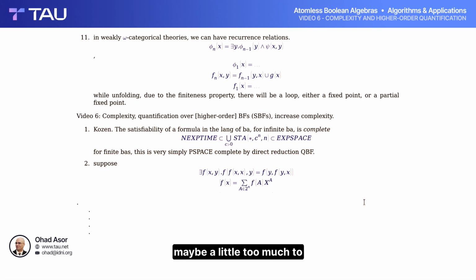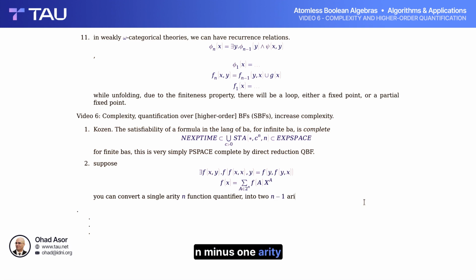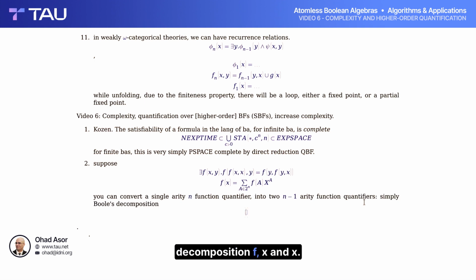Now, this is maybe a little too much, to always have a direct exponential explosion. So what you can do is convert a single function quantifier of n variables, let's call it arity n, into 2 function quantifiers of arity n-1. And when you reach arity 0, then you quantify over standard Boolean algebra elements. This is simply Boole's decomposition: f(x, ...) = x g + x' h. So you can go variable by variable and reduce the arity, and then you get more opportunities to simplify your formula, so you don't always have to pay the full exponential price like in here.